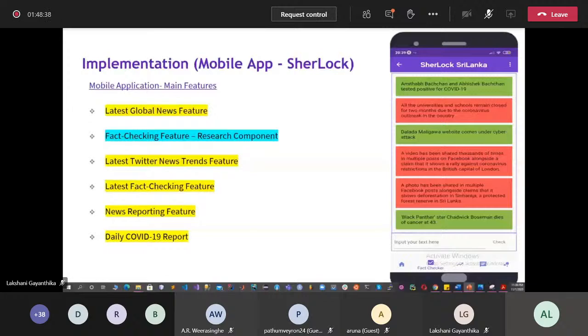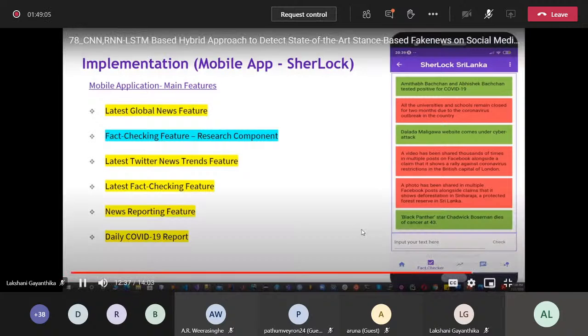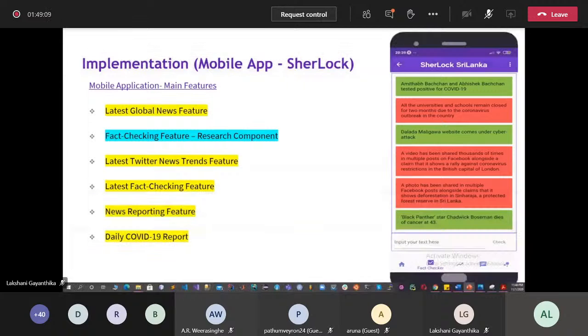And finally, I go one step further and implement a mobile app called Shell. These are the main features of the mobile app, and my research is used as the fact checking feature of my mobile application. As you can see, if it's a real news and real social media post, it will show in green color as here, and if it's a fake one, it will show in red color.